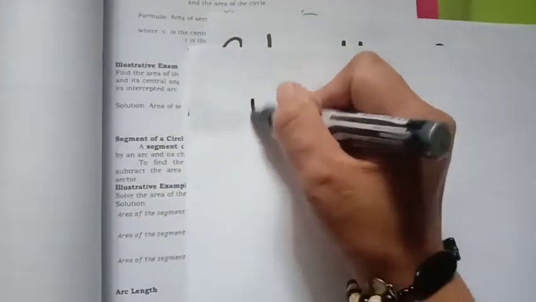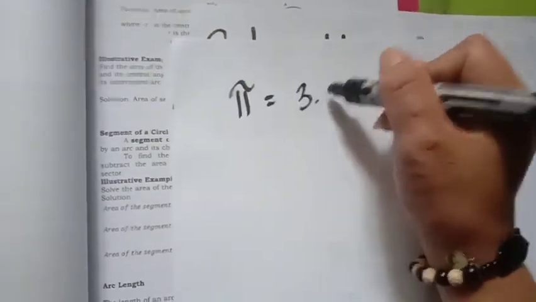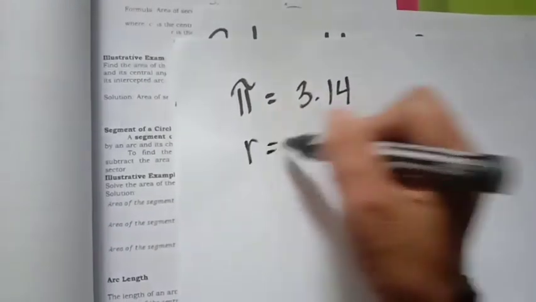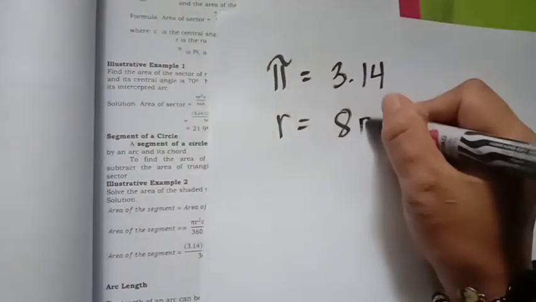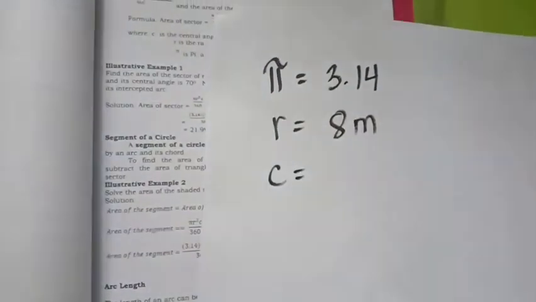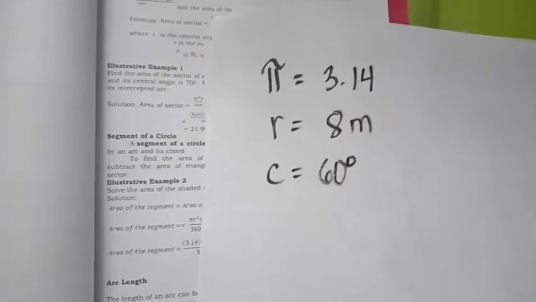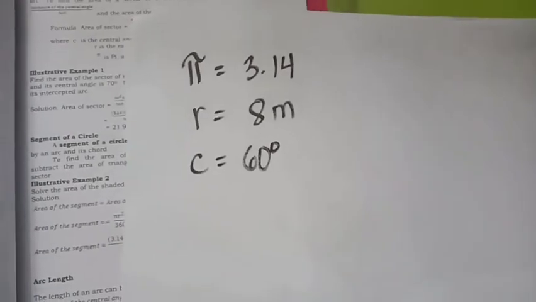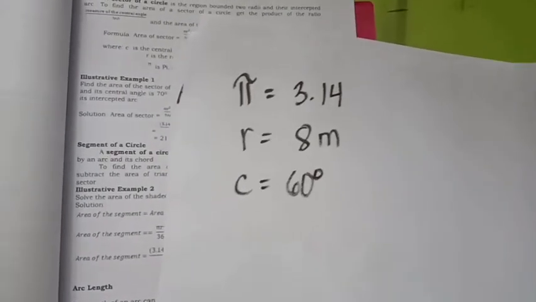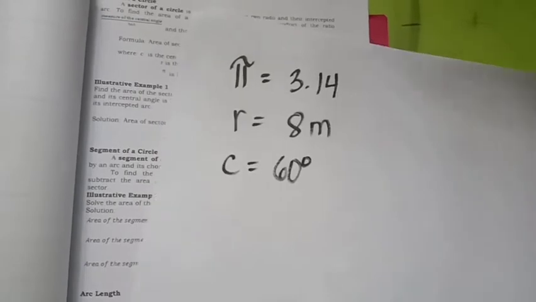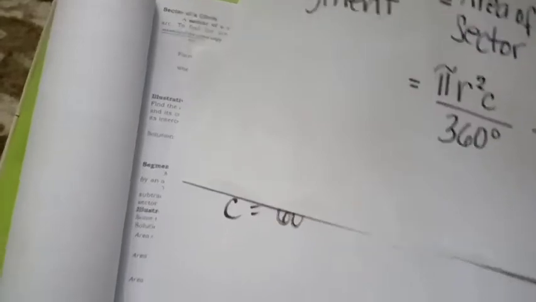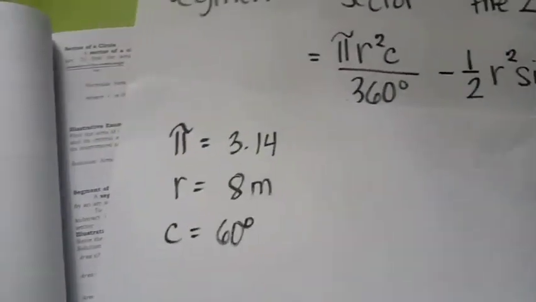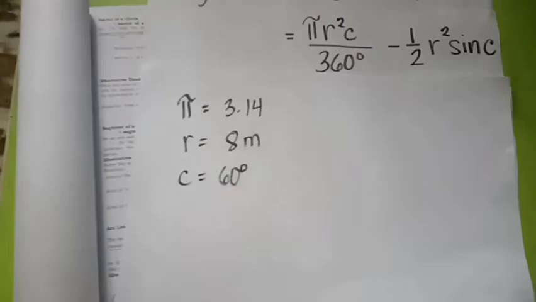So, ang pi natin, ang gagamitin natin ay 3.14. Radius is equal to 8 meters. And the measure of the central angle is equal to 60 degrees. So, ang gagawin lamang natin is we're going to plug in, substitute the given to the formula. So, ang formula natin is area of segment equals to area of sector minus area of the triangle.